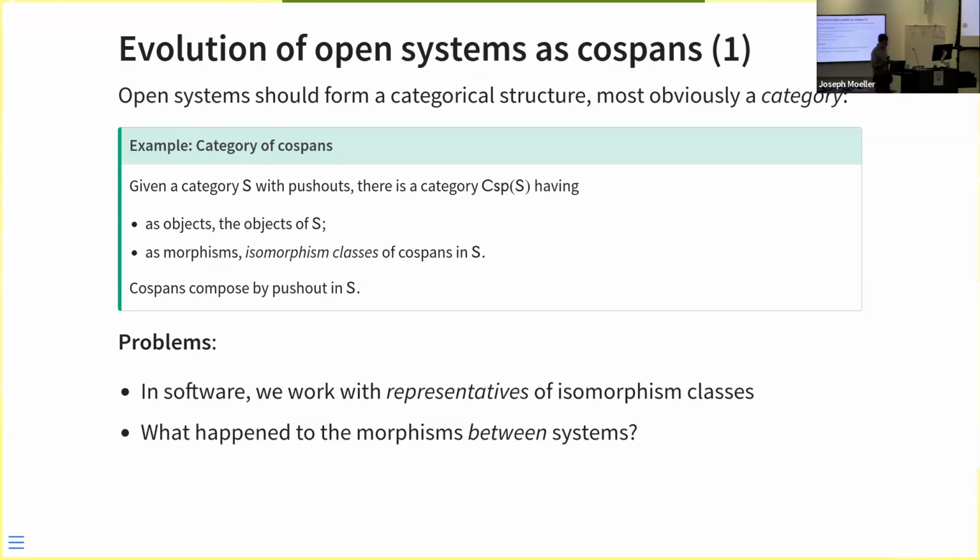But even if that's not the sort of thing that concerns you too much, there's a deeper problem here, which is that systems should have morphisms between them. That's central to the category theoretic viewpoint. But if you're only working in a category where the open systems are morphisms, then what happened to the morphisms between systems?